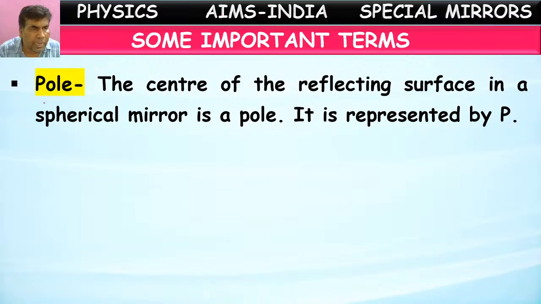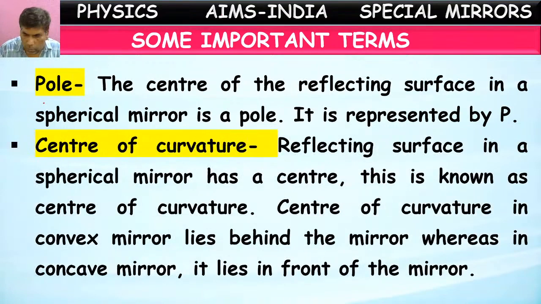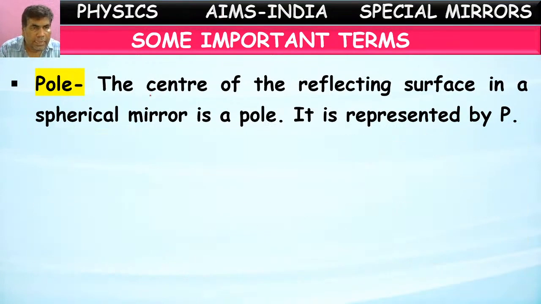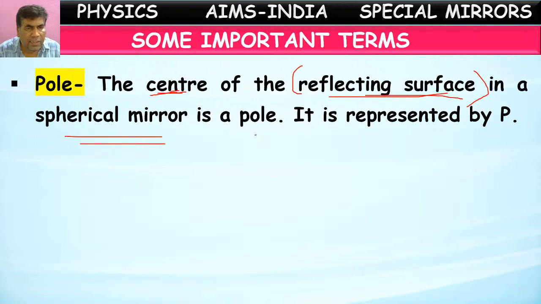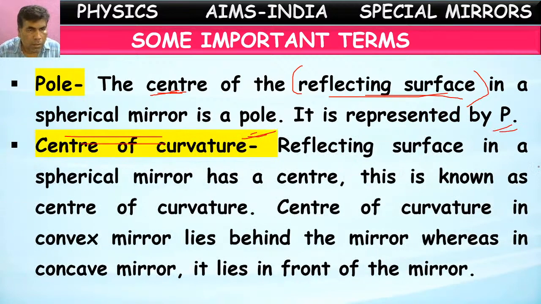So let's repeat the terms once again. What is pole? The center of the reflecting surface, not the sphere. The center of the reflecting surface in a spherical mirror is called the pole. Its symbol is P. Okay, next. What is center of curvature?